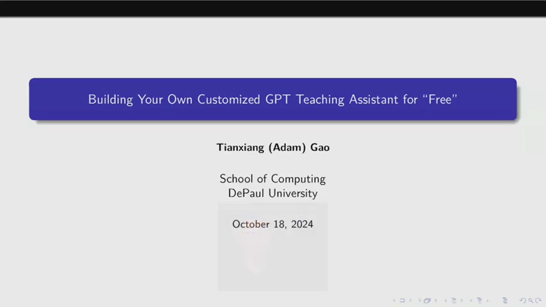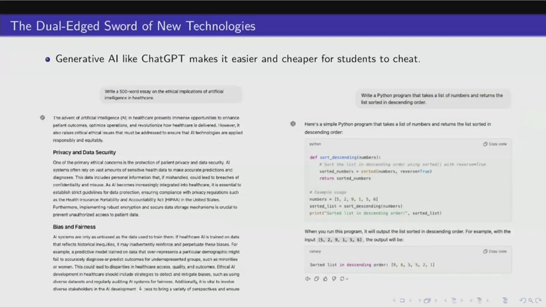Okay, let's get started. Every high tech is considered a double-edged sword, because new techniques like generative AI and GPT can make it very easy and cheap for students to cheat. For example, students can easily ask generative AI to create an essay for their homework. And students can also ask ChatGPT to generate code for their programming assignments.